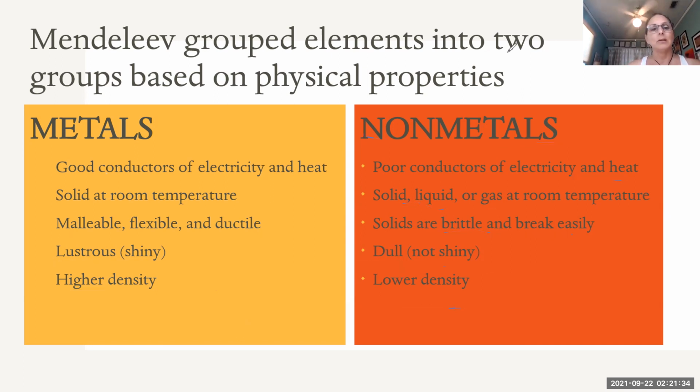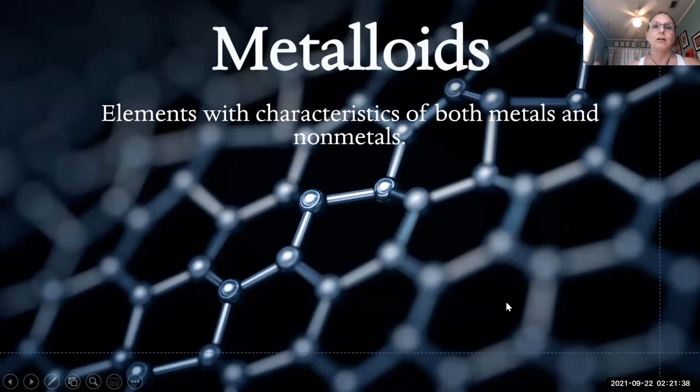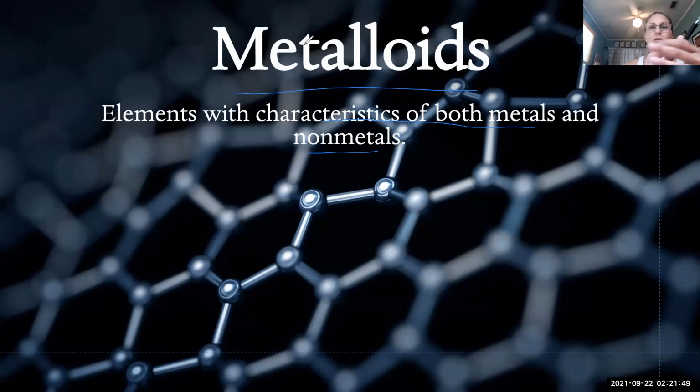Then we came up with a third category in the middle, because you always have those weird ones that just kind of go both ways, and that's the metalloids. The metalloids are elements with characteristics of both metals and nonmetals. Isn't this picture cool?